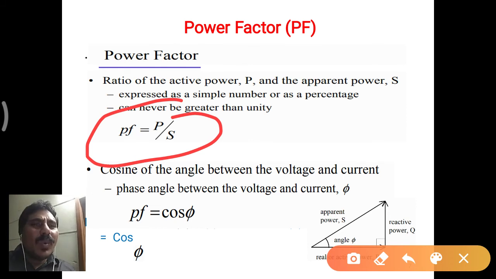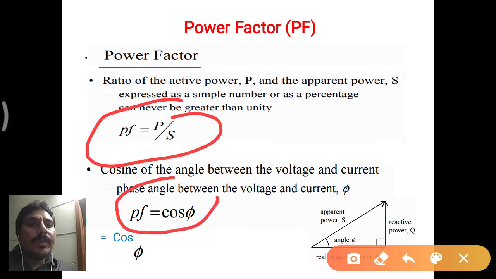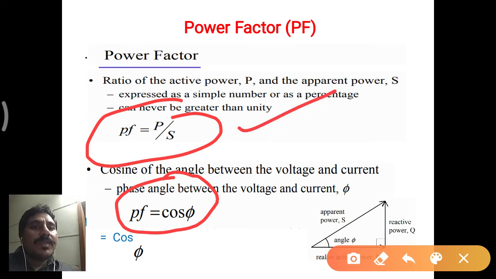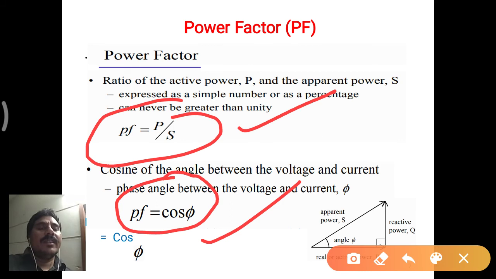So here two expressions are there. Power factor is defined as the ratio between active power and apparent power, and power factor is also defined as the cosine of the angle between voltage and current. So this is the power factor. Here power factor is playing a very important role.